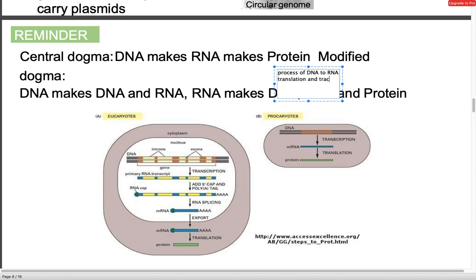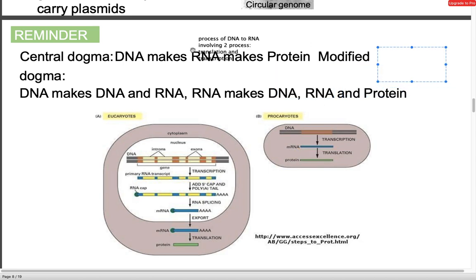So this is the process. You can see there's the transcription and also splicing. This is for higher organisms, eukaryotes, alright? And then you have translation. So these two processes are very important in the central dogma.